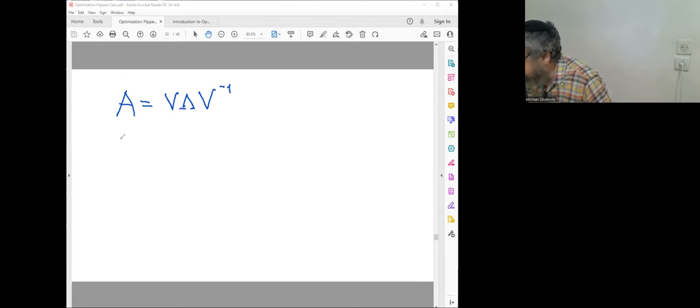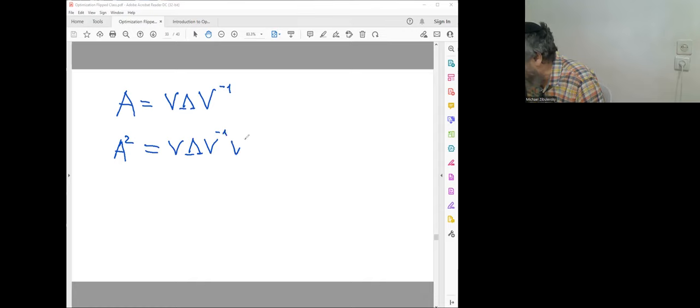What would be A squared? Can anybody tell me? Lambda squared. It's V... I will even derive it, because it's very nice to remember this stuff. V lambda V inverse. Again, V lambda V inverse.